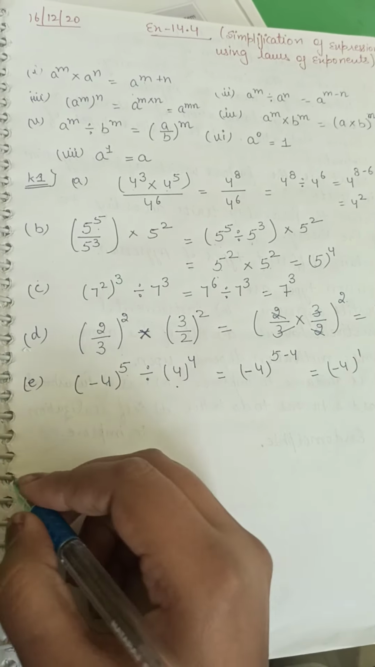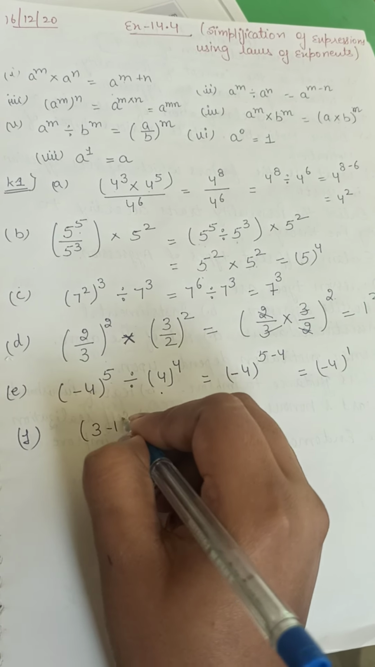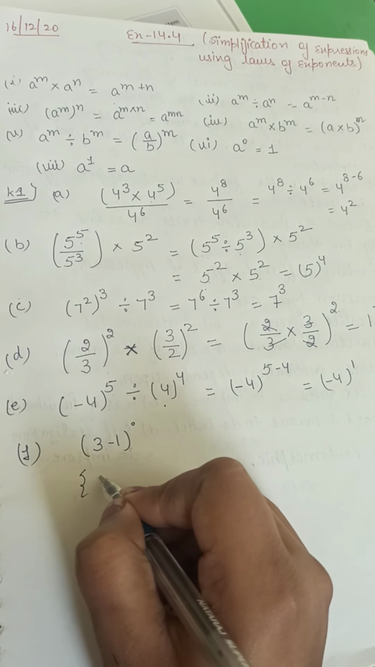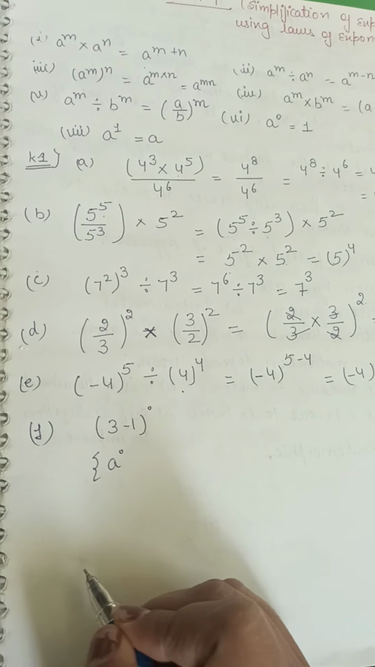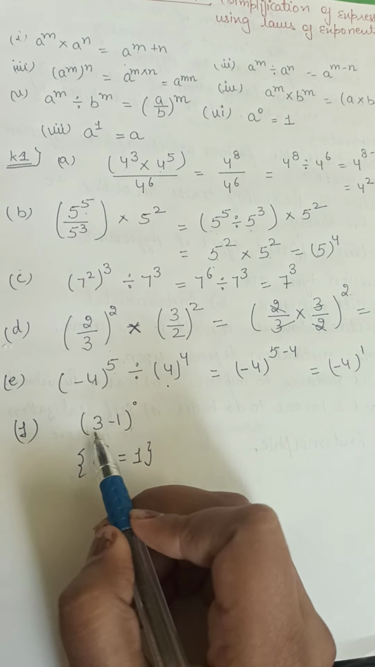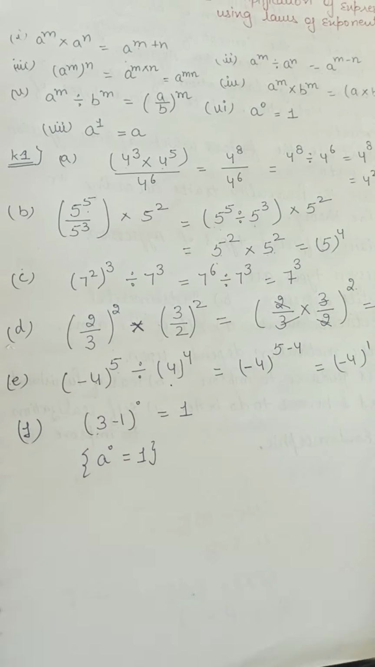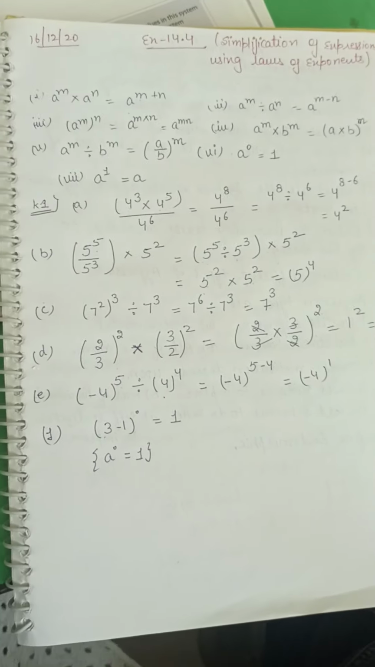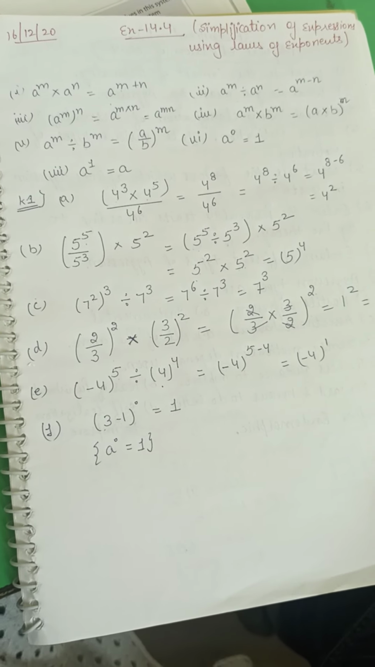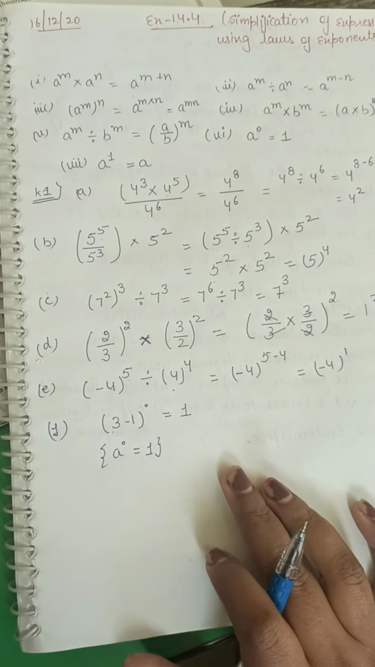Clear? Now F part. 3 minus 1 to the power 0. So as we know, if the power of any number is 0, then it is equal to 1. So with the same laws of exponents, 3 minus 1 to the power 0 is equal to 1. Clear, students? This is the way to use the laws of exponents. Now, come to K2.